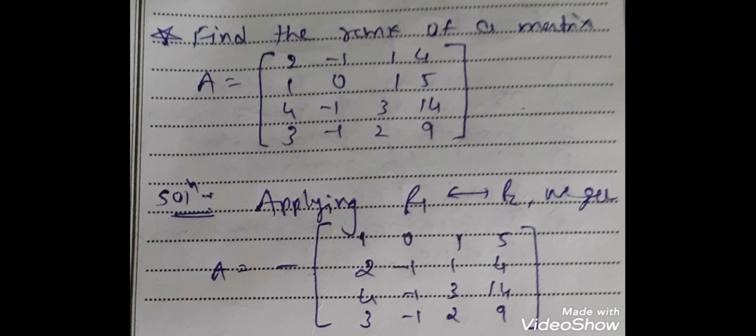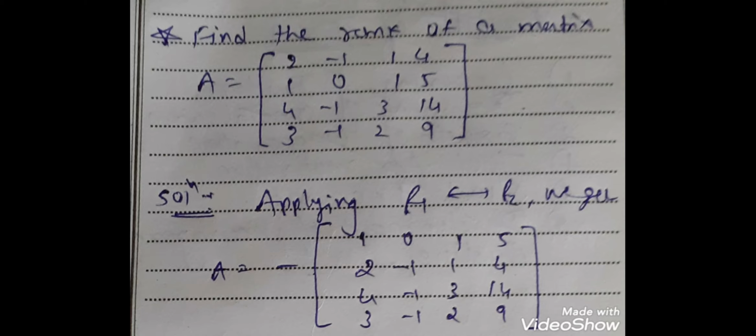So here we want a 1 in the first row and first column, that is, in the first entry, so we can take an elementary operation. We interchange the first and second rows, then we get the matrix A in the new form, where 1, 0, 1, 5 are the elements of the first row, and 2, minus 1, 1 and 4 are the elements of the second row. The other two rows, row 3 and row 4, have the same elements as given in the matrix A. Now we apply elementary operations on this matrix.